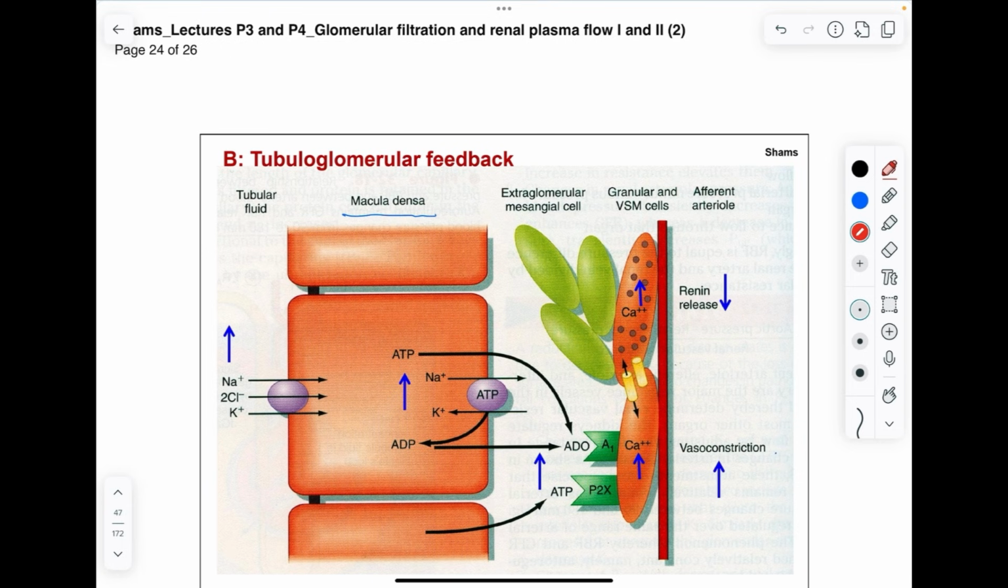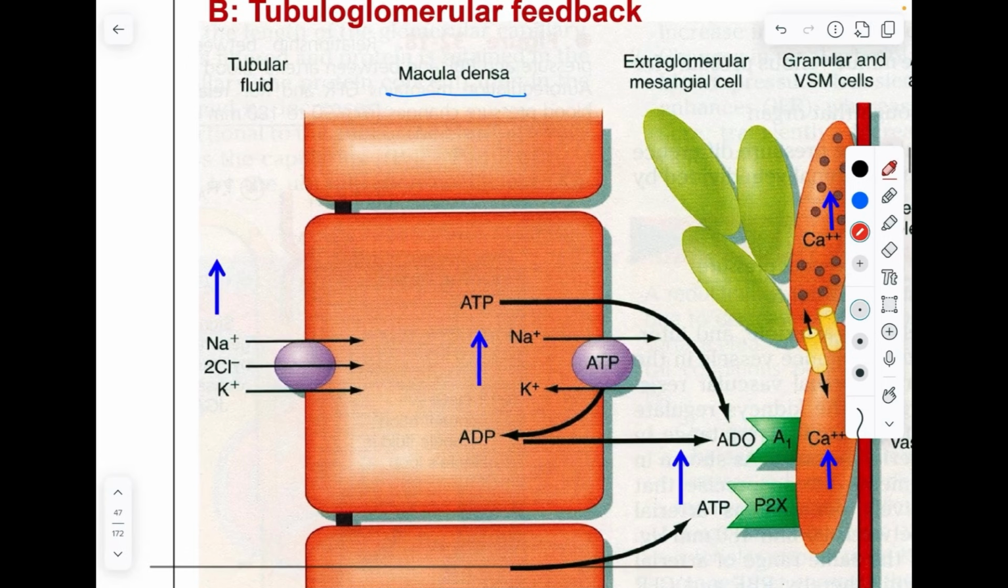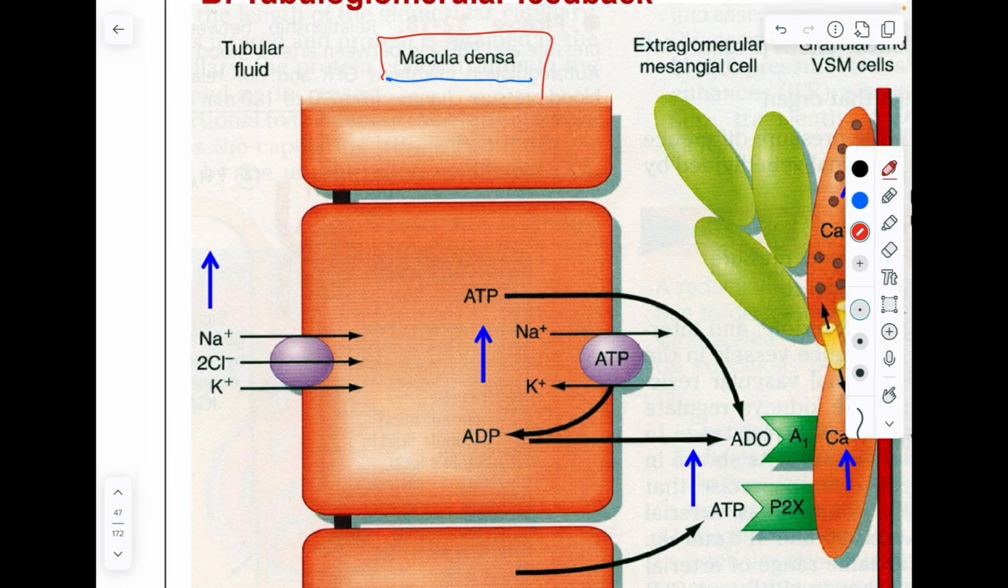This is the other mechanism, which is quite new. Now, focus with me, guys. Here we have a place that we call the macula densa, which is basically some cells. These cells detect the high sodium in the tubular fluid. Why will we have high sodium in the tubular fluid? If you have high pressure, you will have high GFR, right? And high GFR means more things are being filtered, including sodium.